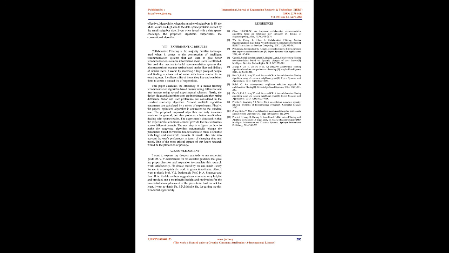This paper examines the efficiency of a collaborative filtering recommendation algorithm based on user rating difference and user interest using several experimental schemes. Firstly, the design ideas and algorithm steps are introduced, and then the rating difference factor and user preference are considered in the standard similarity algorithm. Second, multiple algorithm parameters are calculated by a series of experiments. Finally, the paper's optimized algorithm is contrasted to the standard one. The proposed improved algorithm not only increases precision in general, but also produces a better result when dealing with sparse data. The experiment's drawback is that the experimental conditions cannot provide the best outcomes across different datasets.